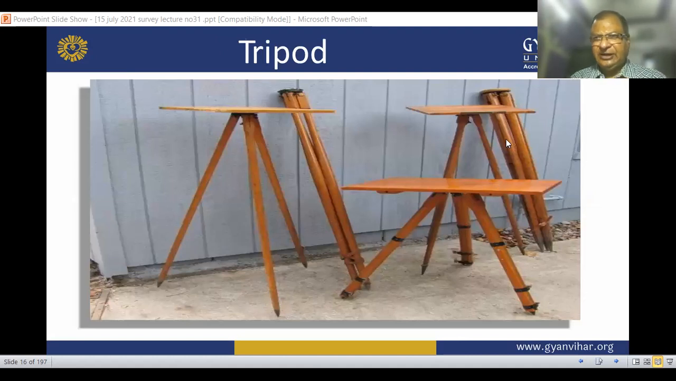This is the tripod. This is the tripod. All are tripods.